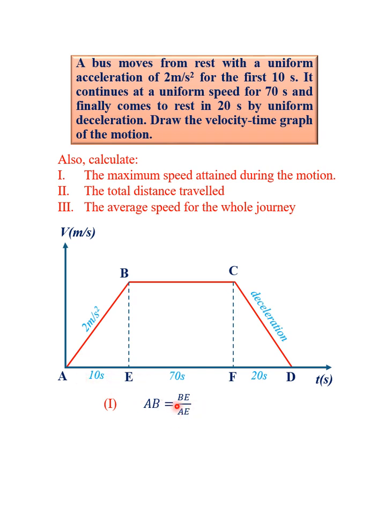Since we are looking for BE, we make BE subject of the formula, and we have that BE is equal to AB times AE. BE is the velocity we are looking for. So the maximum velocity is equal to 2 times 10. So the maximum velocity becomes 20 meters per second. That is for question 1.